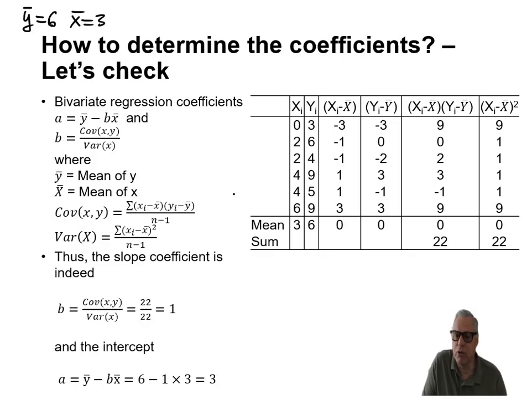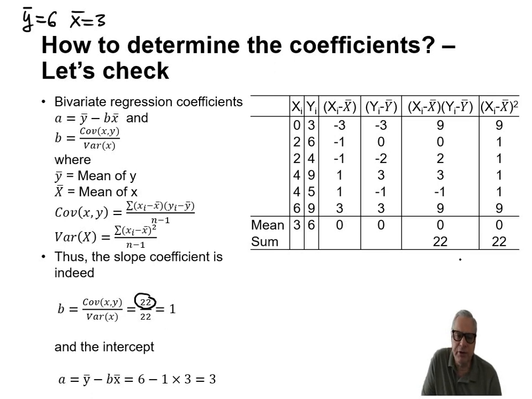And so now we do the same for y. We take every individual y and subtract from it the mean of 6. So 3 minus 6, negative 3, 6 minus 6, 0, 4 minus 6, negative 2, 9 minus 6, 3, 5 minus 6, negative 1, 9 minus 6, 3. So now what we do is we just multiply that. So we have negative 3 times negative 3, 9, negative 1 times 0, 0, negative 1 times negative 2, 2, 1 times 3, 3, 1 times negative 1, negative 1, 3 times 3, 9, and we sum that up. So that means we have, for the covariance in the numerator, the 22.